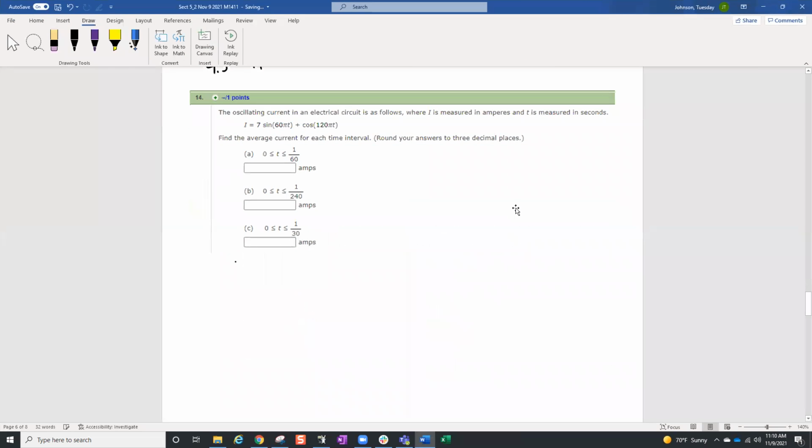The oscillating current in an electrical circuit is as follows, where I is measured in amperes and T is measured in seconds. Find the average current for each time interval. That's the exact thing that we just talked about. The average current, since this is the current, we're going to be looking for 1 over b minus a, the integral from a to b of I dt.